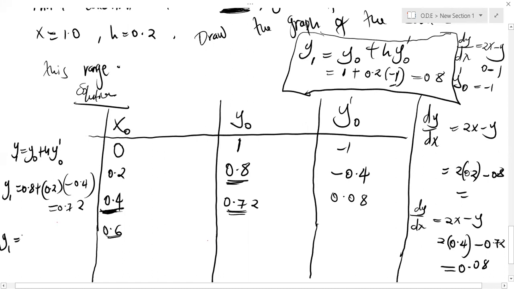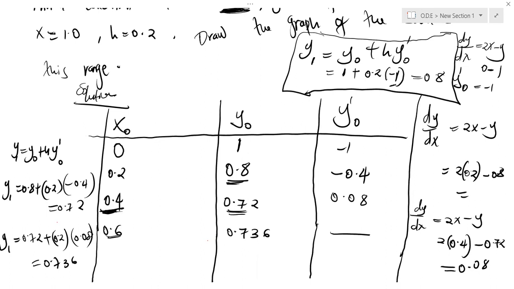So 0.72 plus h, which is 0.2, multiplied by y prime naught. y prime naught here is 0.08 from the table. So if you evaluate this, what do you get as your new y1 here? If you evaluate this correctly, 0.72 plus 0.2 times 0.08 should give you 0.736. So in a similar manner, you can get this using this here. So guys, can you continue and tell me the values for the rest of the table? I hope that should be clear.